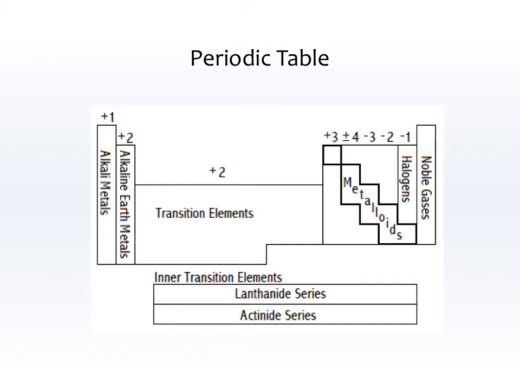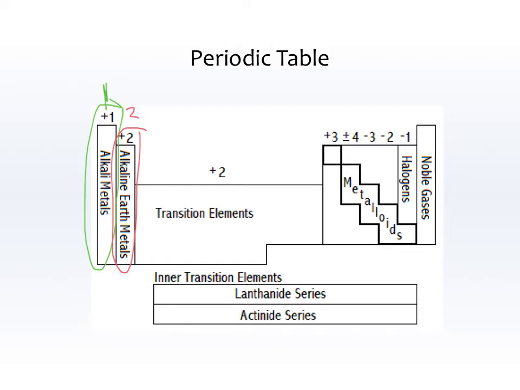Okay, starting from left to right, in group 1, we have the alkali metals. The alkali metals are sodium and potassium. They all have a charge of +1 because they tend to lose 1 electron. In group 2, we have the alkaline earth metals. That would be calcium and magnesium. They all have a charge of +2 because they're likely to lose 2 electrons.